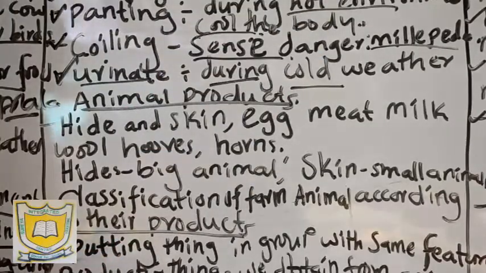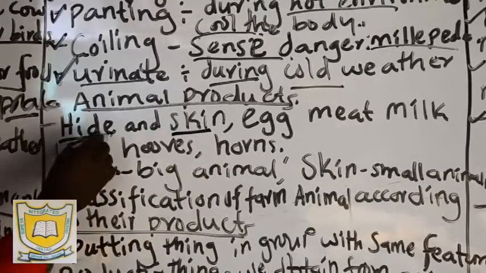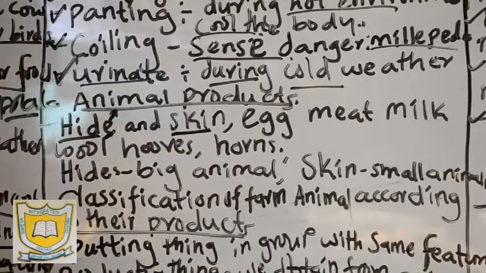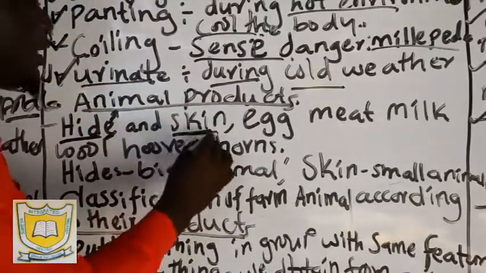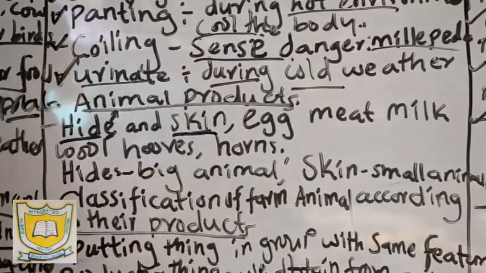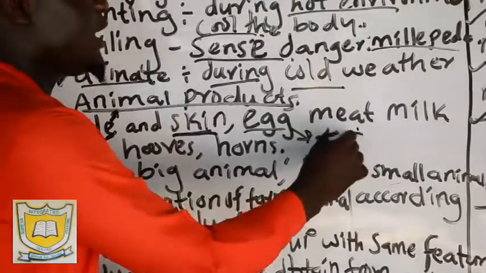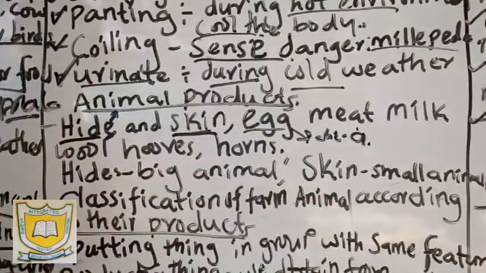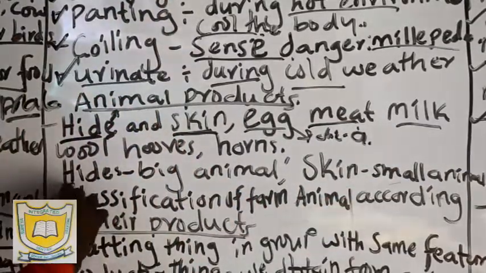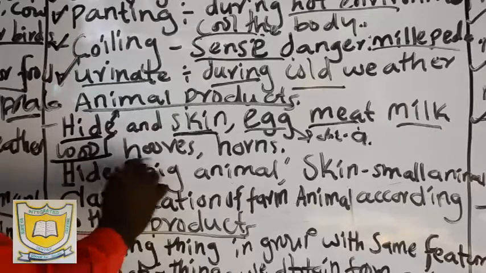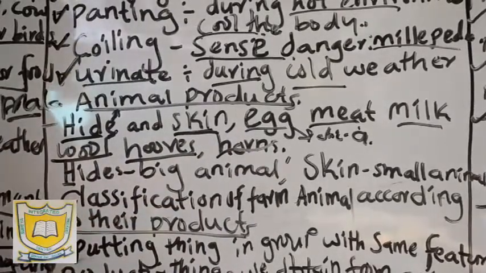Now, number one, products, we have the hide and also skin. When you talk of hide, this is mainly gotten from bigger or larger animals. But when you talk of skin, we talk of smaller animals. Now, eggs, mostly in birds, for example chicken, ducks, and geese. Also, we have meat and milk, those are the products. Then we have hooves, wool, and horns. Those are the products that we get from these animals.